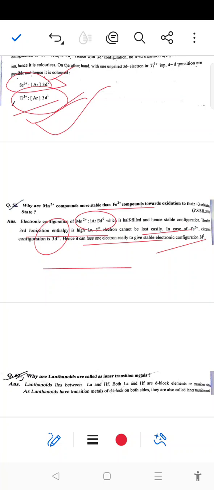So that's why manganese 2+ compounds are stable due to the half filled electronic configuration, and iron 2+ compounds are stable toward the oxidation state +3 due to the gain of stability.